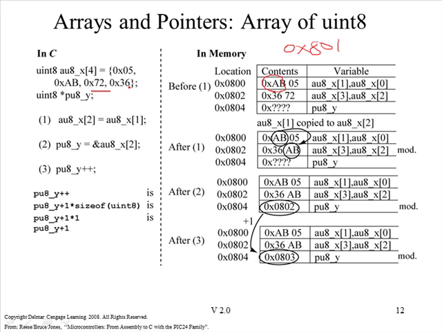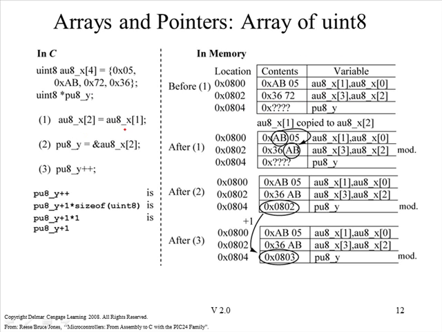These next 2 bytes, 72 and 36, correspond to array elements 2 and 3 and are stored on the next word of memory. This is location 802. This is location 803. Finally, the next word of memory here is going to contain our pointer. Recall that all pointers are 16 bits, and currently it's not initialized to anything.